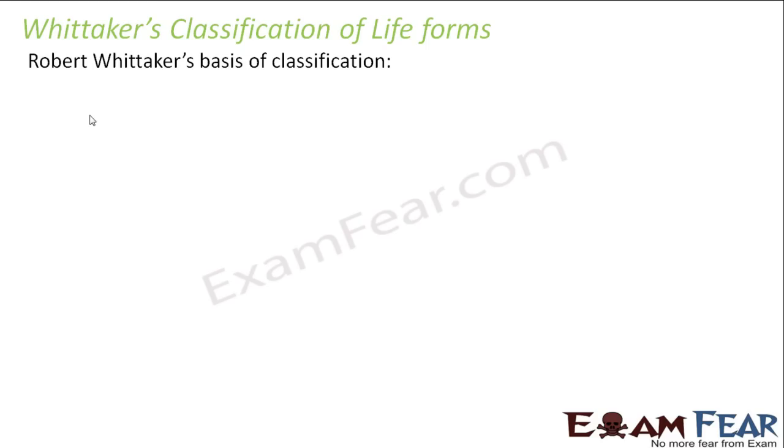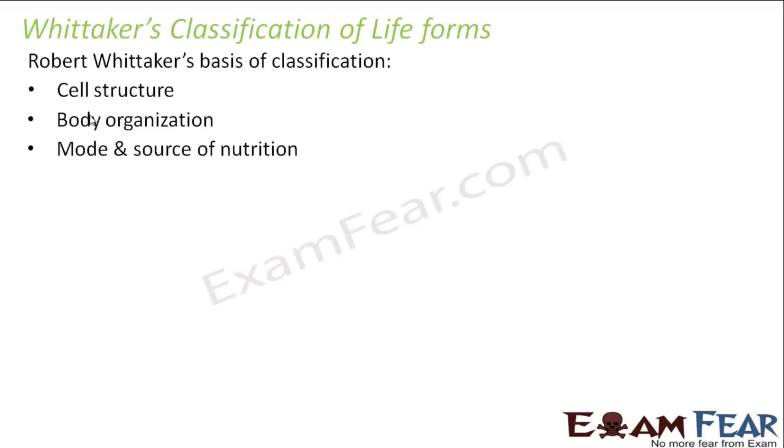So what was his basis of classification? On what basis did he classify things? He considered the cell structure, body organization, and mode and source of nutrition. So Whittaker did this classification on the basis of cell structure, body organization, and mode and source of nutrition. He took into consideration quite a couple of things.